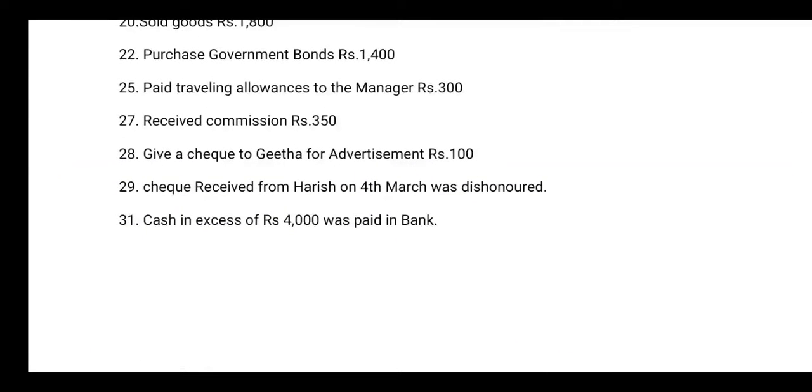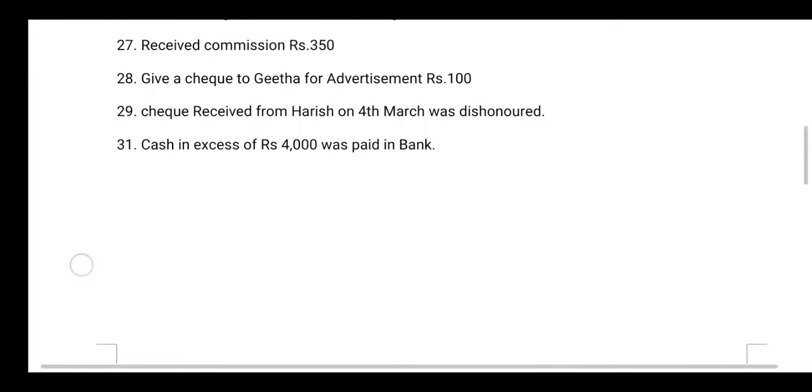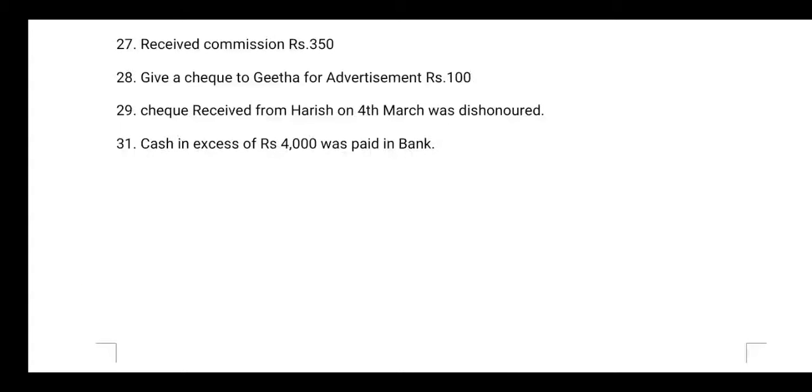On the 25th date, paid traveling allowances to manager, 300 rupees. On the 27th, received commission, rupees 350. On the 28th date, gave a check to Geeta for advertisement, 100 rupees. On the 29th, the check received from Harish on 4th March was dishonored. Now the last one, the 31st date, cash in excess of 4,000 rupees was paid into the bank. All transactions are completed. We are going to prepare the problem.